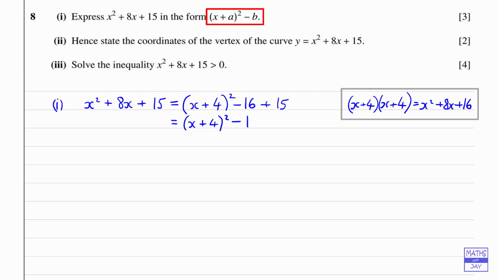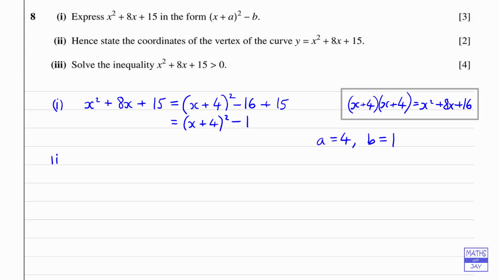So we've written x squared plus 8x plus 15 in the given form. So we've found that a is equal to 4. And being careful with the sign, they've got minus b, haven't they? And we've got minus 1, so minus b is minus 1. So in other words, b is 1.